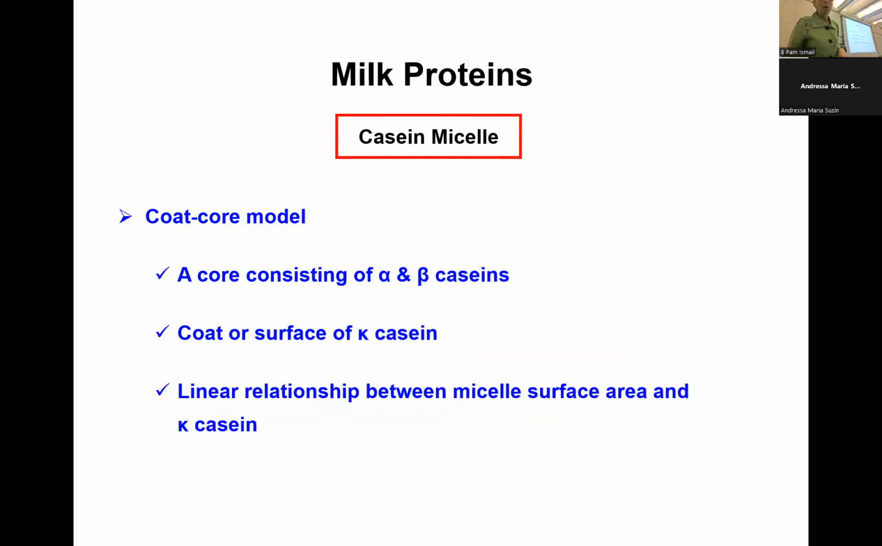Okay, so we'll talk very briefly about the coat and core model. The core is only made up of alpha and beta, and on the surface only kappa casein. So that was a simple model saying that the hydrophobic caseins are mostly in the middle, and only the hydrophilic tail of the kappa casein is on the surface. And the last point is true, that is, the size of the micelle is proportional to kappa casein. No matter what model we're considering, this last point remains true.